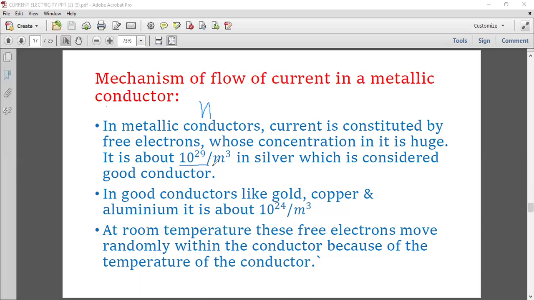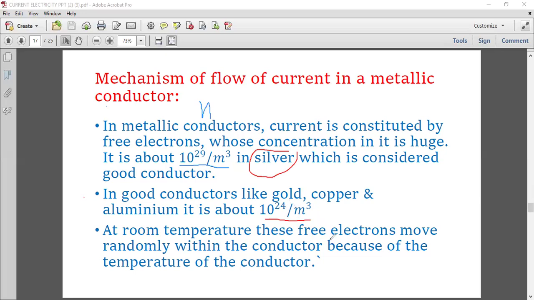So in silver, free electron density is 10 to the power 29 per meter cube. While in gold, aluminum, and copper, it is how much? 10 to the power 24 per meter cube. That's why silver is considered as the best conductor, and copper, gold, aluminum are considered as good conductors.